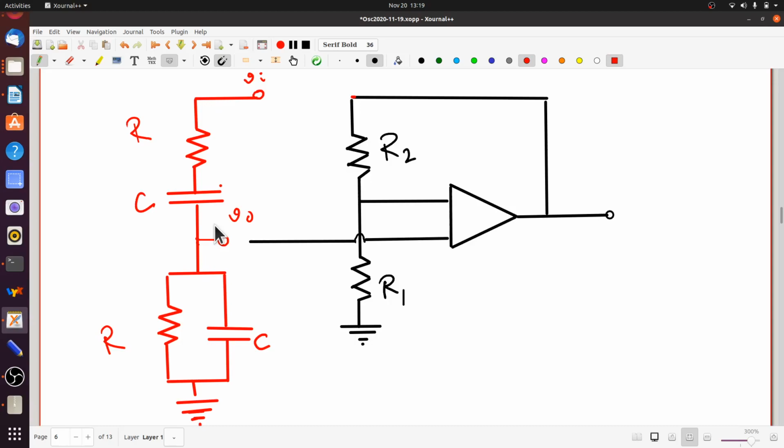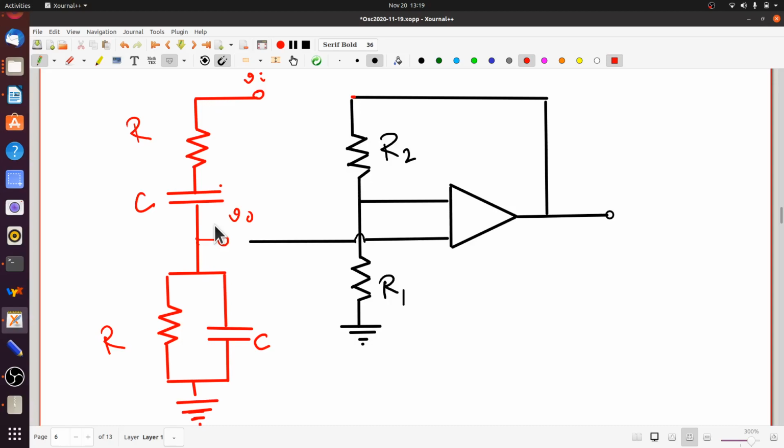Now, the name lead lag network should immediately tell you that the output leads or lags the input. And we can easily figure that out by doing a mathematical calculation, which we are going to do next. But before we do that, let's try to physically understand why this circuit is going to behave like a lead lag network.